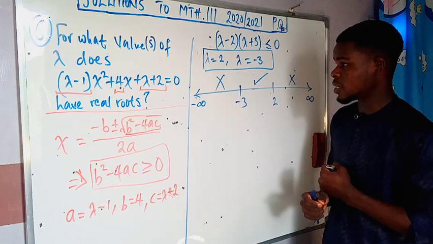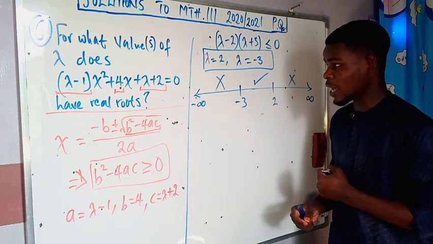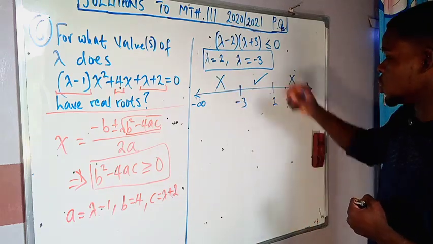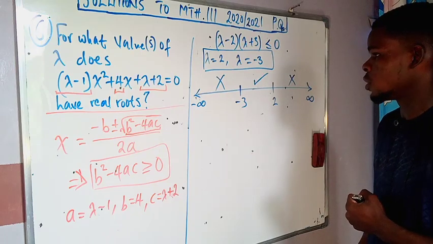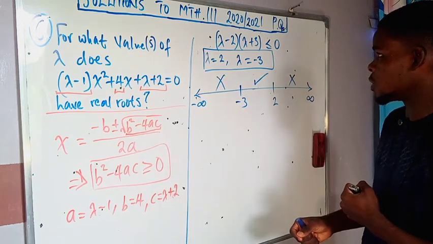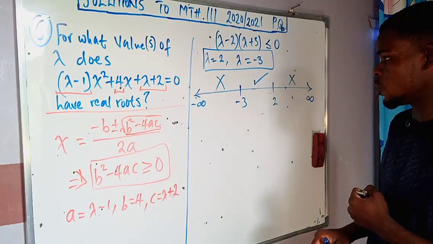Like I said, we are not done after looking at the third interval because we have to check at each salient point, at 2 and at negative 3. In fact, they both satisfy because we got these roots by equating it to 0, even when it wasn't an inequality. Okay, so let's substitute at negative 3 and see what we have. Well, when lambda is negative 3, you notice this is negative 3 plus 3, which will be 0.